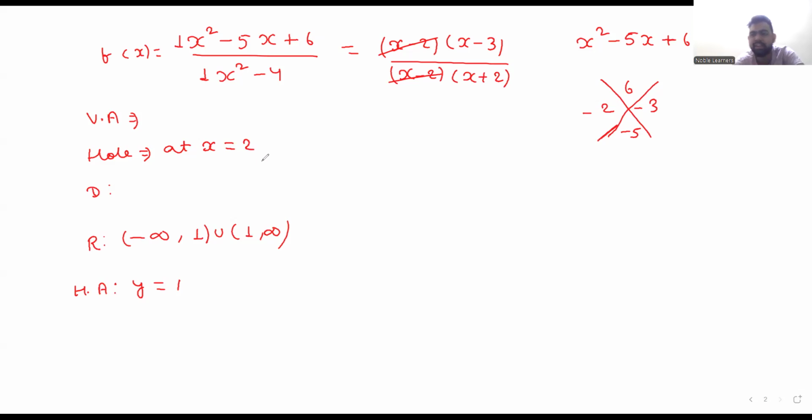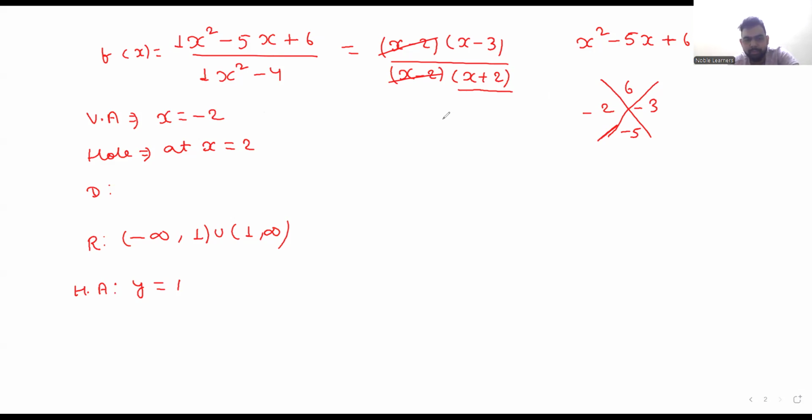Okay, what is my vertical asymptote? Whatever I'm unable to cancel out, we have to put that equal to 0. So x is equal to negative 2, right? If you put this equal to 0, you get x equal to negative 2. And if you put negative 2, the denominator becomes 0, and then the function would be undefined.